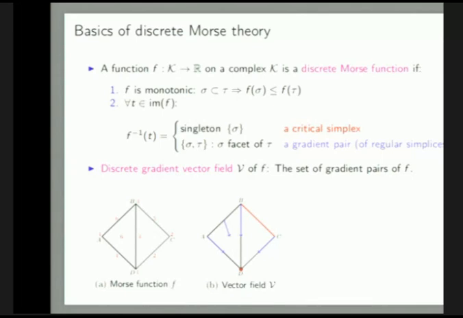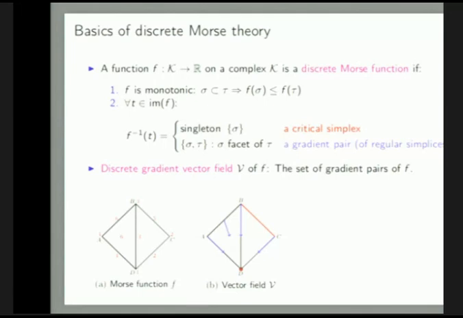Number one, f is monotonic, which means that if sigma is a face of tau, then the function value at sigma is less than or equal to the function value at tau. For instance, let's say this edge: the function value is 6, and it is a face of this triangle, and the function value of that is also 6. So this is satisfied. Let's say you have this edge here. The function value is, I don't know, 1, I think.